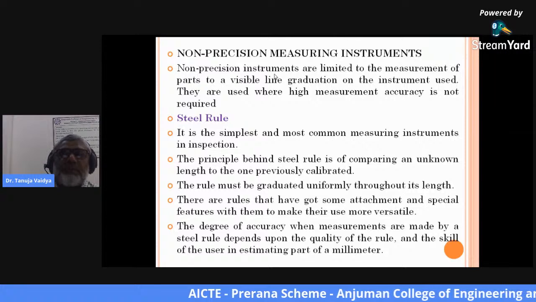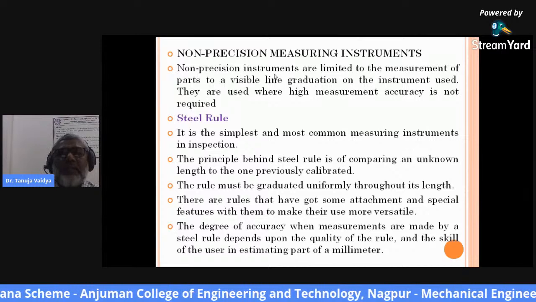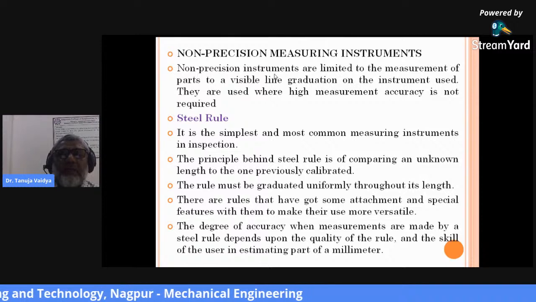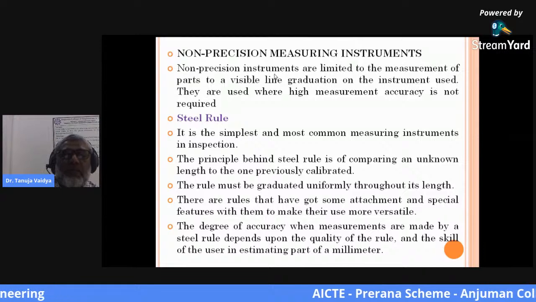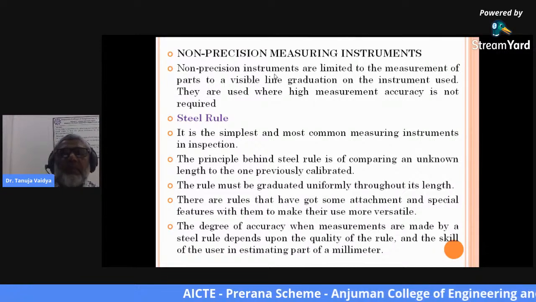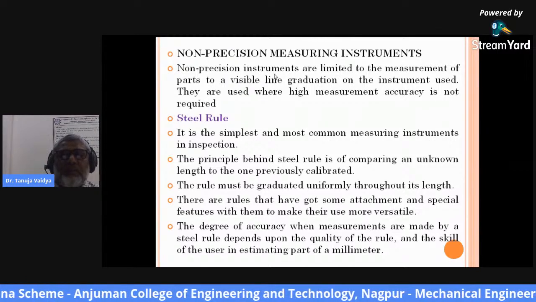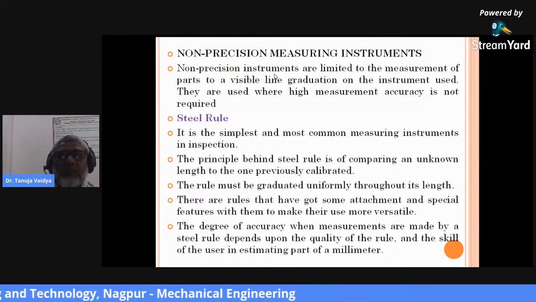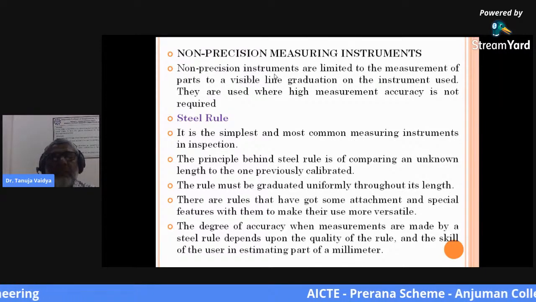Now, non-precision measuring instruments. These are limited to the measurement of parts to a visible line graduation on the instrument. When we use non-precision measuring instruments, high measurement accuracy is not required. One of the most important non-precision measuring instruments is the steel rule. It is the simplest and most common measuring instrument in the workshop or the inspection area. The principle behind the steel rule is comparing an unknown length to a previously calibrated one.